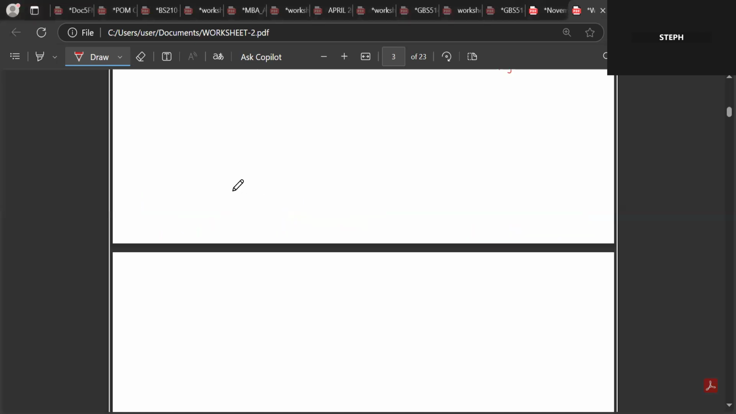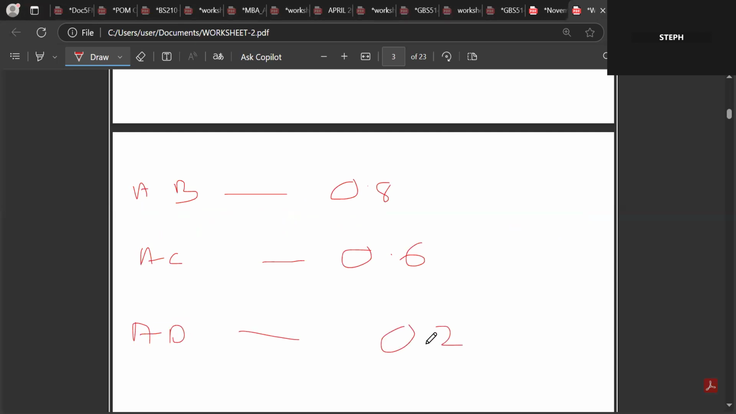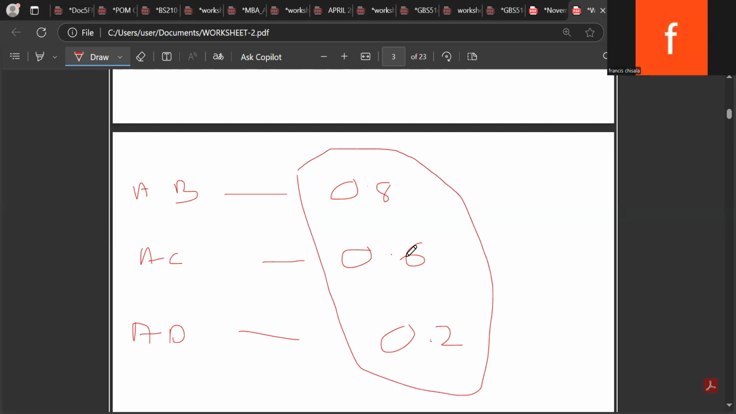Based on the same point, assuming you have assets AB, right? AB, covariance is 0.8. AC, covariance is 0.6. And then AD, covariance is 0.2. Which asset class or which portfolio is the best one for diversification here in these three? Give it a try. 0.2, sir. 0.2. Why do you say that?